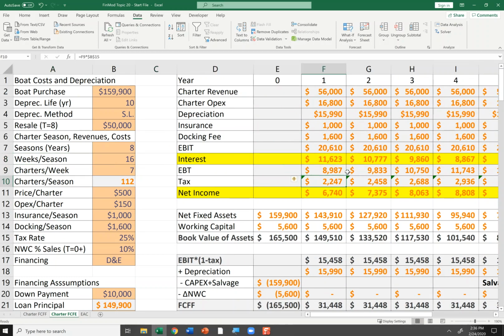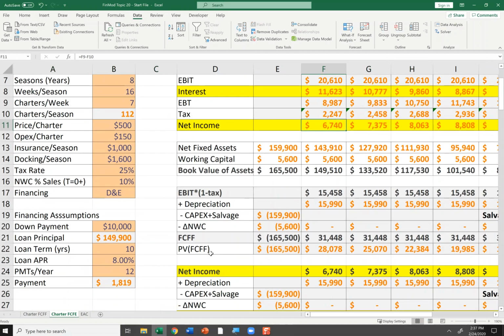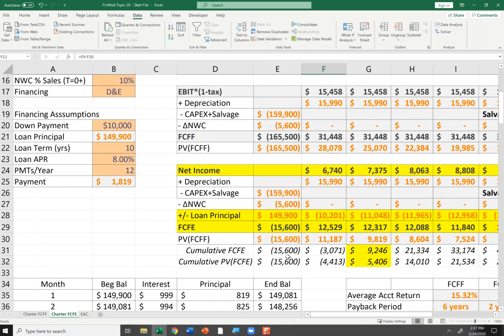So now I have actual net income and not EBIT after tax, because interest is not tax deductible. So now I have my net income. Now to calculate free cash flows to equity, I start with net income.